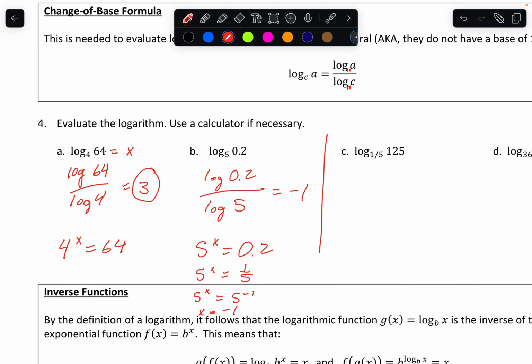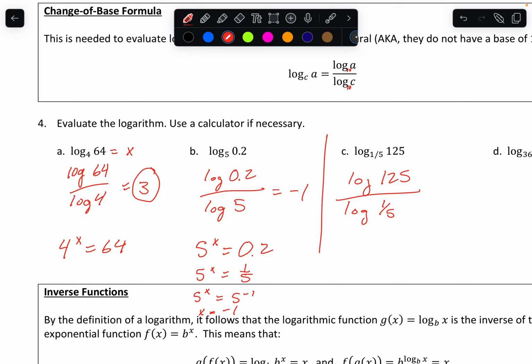Same thing on the next one. We're just going right through log of 125 divided by log of 1/5. Just remember, it's the log of the big number over the log of the subscript of the base. Again, we're just using our calculator here. The biggest mistake that I see people make is forgetting to put parentheses in here. So just make sure that you're familiar with how to put parentheses in.